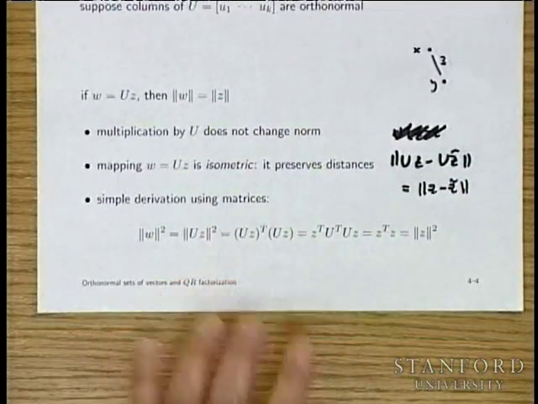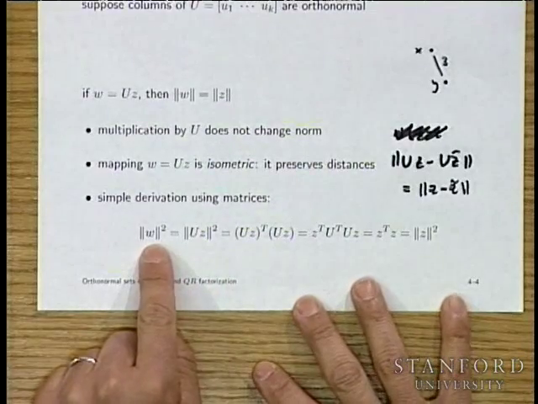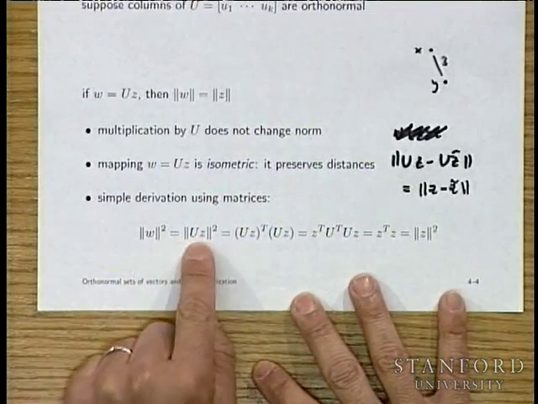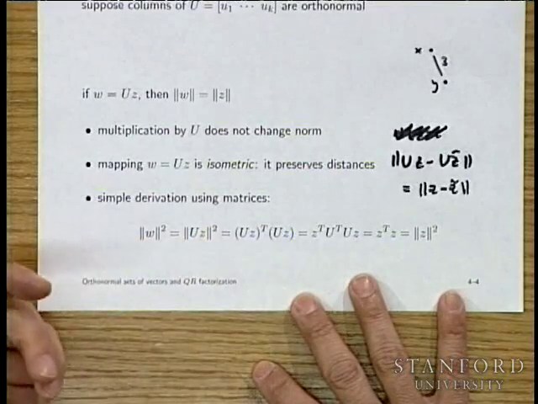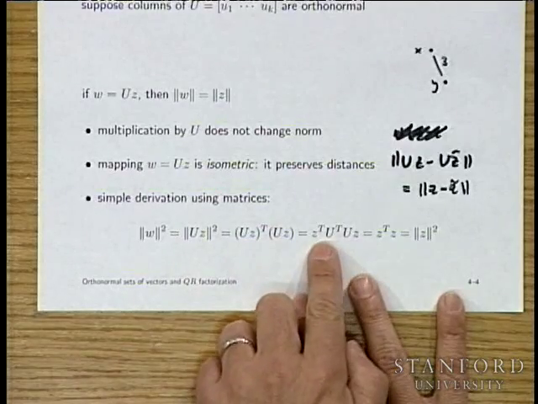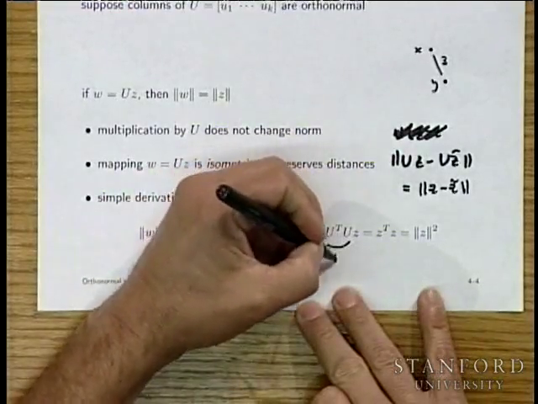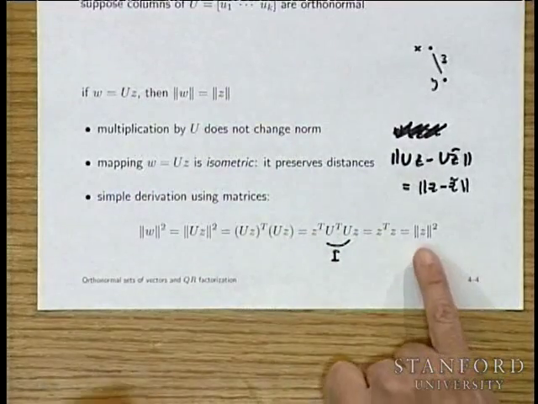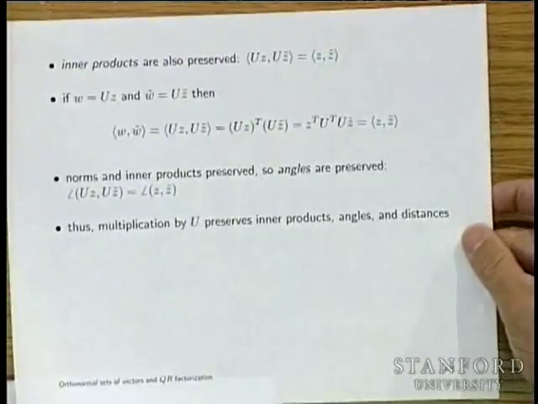This is very easy to show. You look at the norm squared of w, that's Uz. That's norm Uz squared. But the norm squared of a vector is nothing but the transpose of the vector times the vector. So I put Uz and I transpose it here. I use the transpose rule to get z transpose U transpose. And now I use the fact that U transpose U is the identity. And I get this. So very quick derivation.